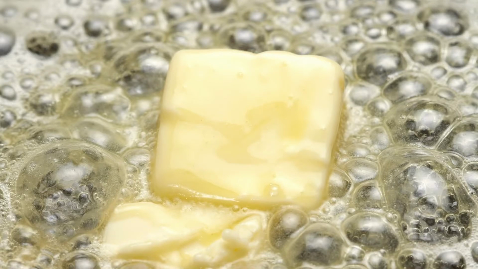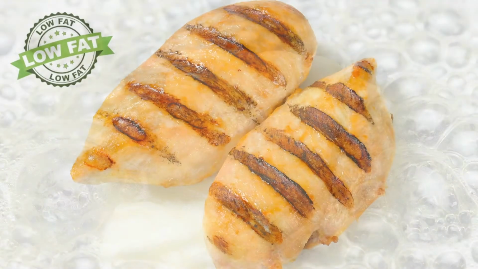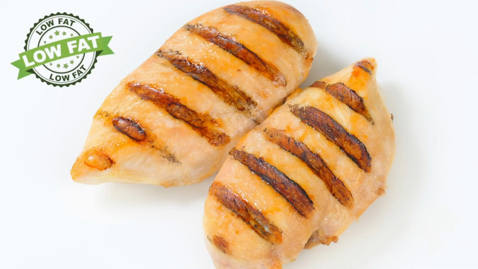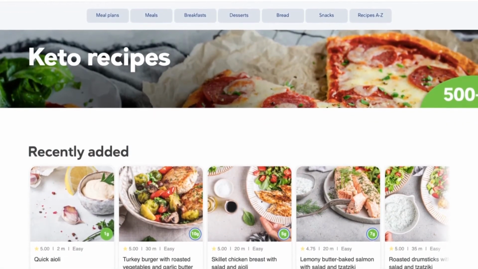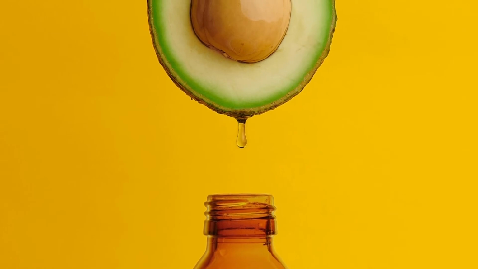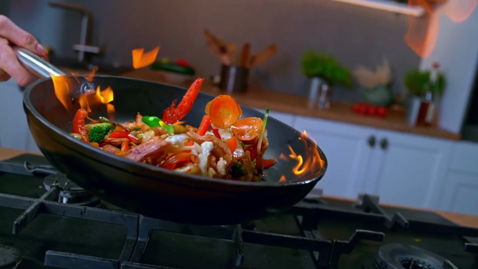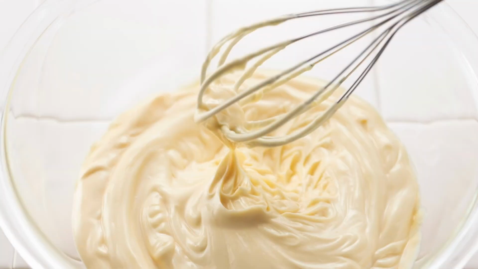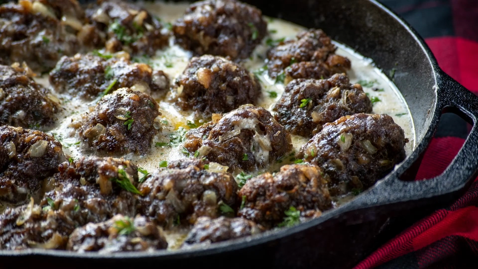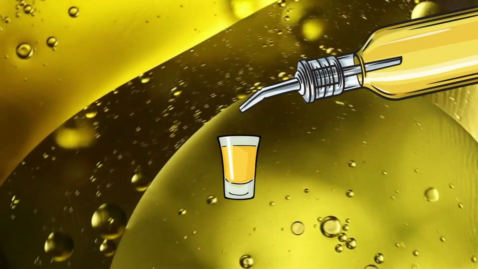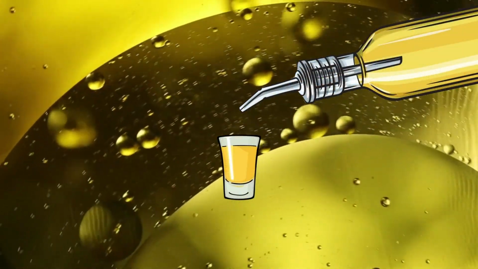Now, admittedly, eating a lot of fat can be difficult, especially if you've been told all your life to avoid it, so you may need to be a little bit creative if you're to consume enough. Whether that means adding lots of avocado oil to your salad dressings, stir-frying your veggies in coconut oil or lard, making your own mayonnaise, cooking scrambled eggs with butter, adding cream to sauces, soups or stews, or even taking a shot of olive oil at some point during the day.